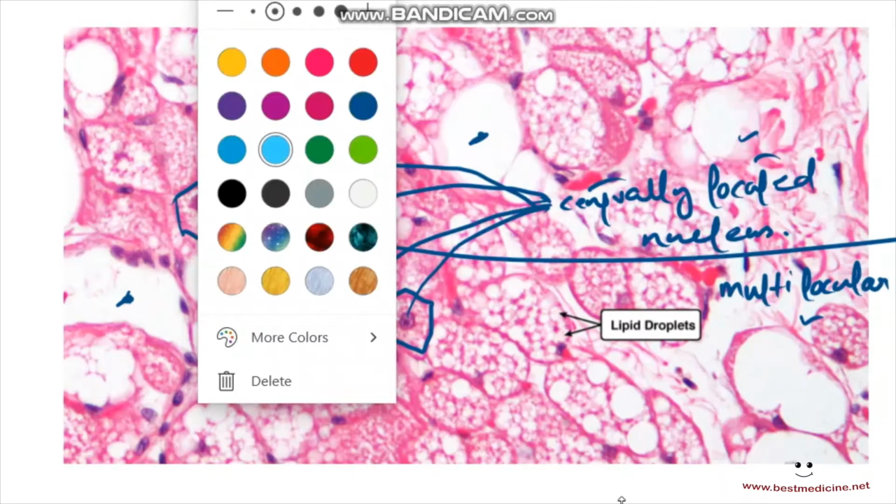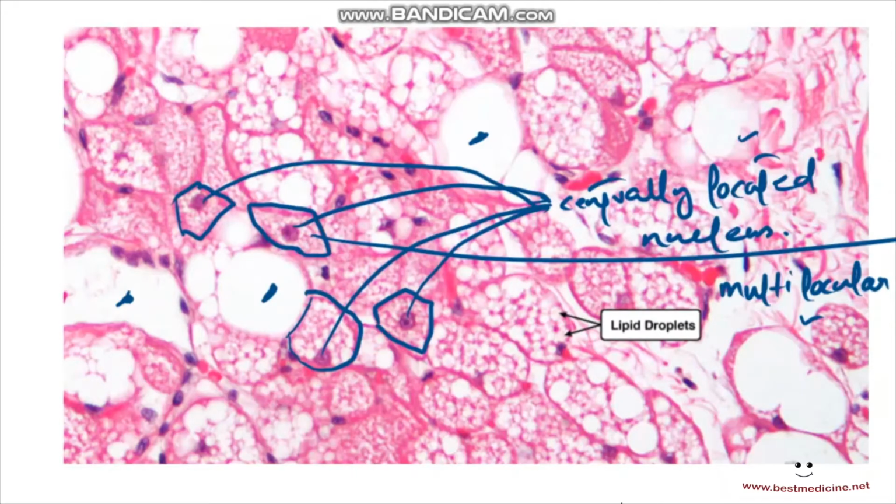We cannot see the nucleus in the middle. Its nucleus is somewhere here. This cell's nucleus is probably somewhere here. What about this one? This one's nucleus is over here. So it's pushed to the side, and it has a single large cavity, and therefore it is a unilocular cell with a nucleus that is peripherally located. Okay, so that was the histological image example of the brown adipocytes. Now let's move on to the function of the brown adipose tissue in the human body.